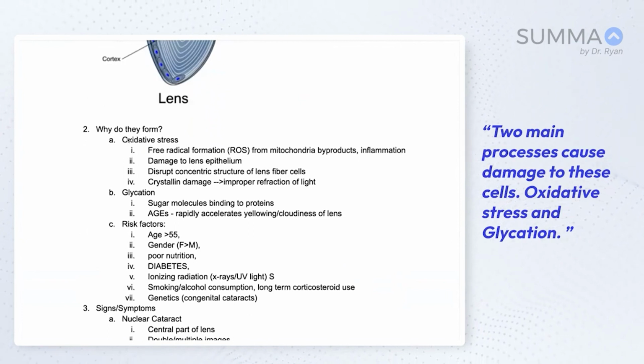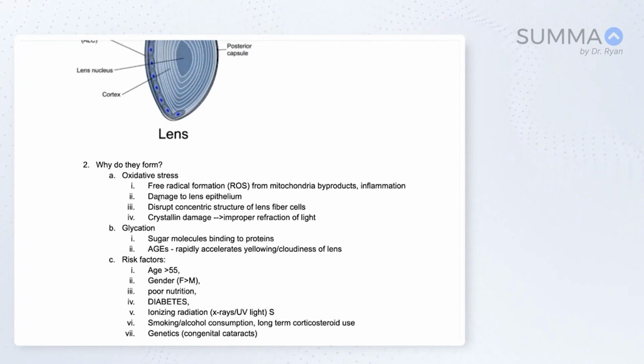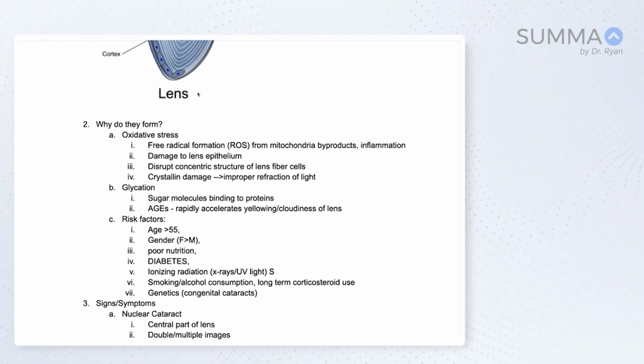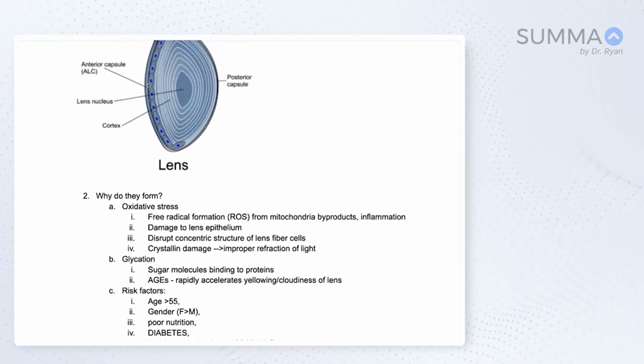And oxidative stress, well, that really is just stress secondary to free radical formation. And we know that that is a very common byproduct from mitochondrial metabolism, as well as inflammation. White blood cells tend to release these reactive oxygen species, which are useful in killing pathogens, but unfortunately in excess can cause a lot of damage. And this oxidative stress, too much of these reactive oxygen species, can cause damage to both the epithelium and the lens.